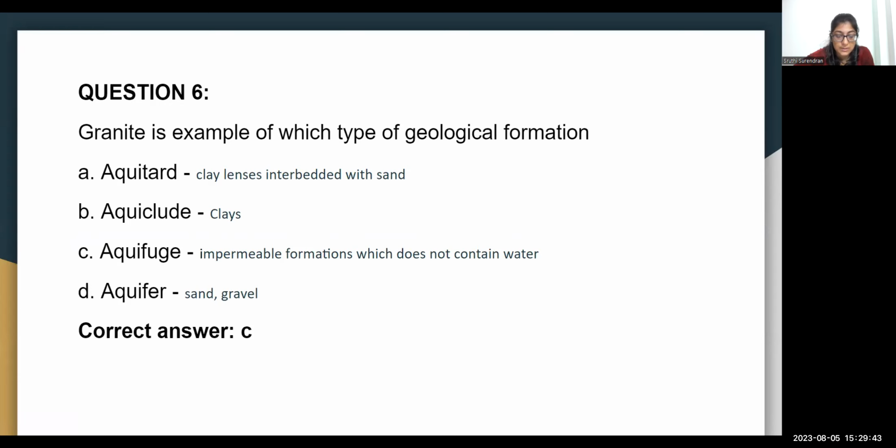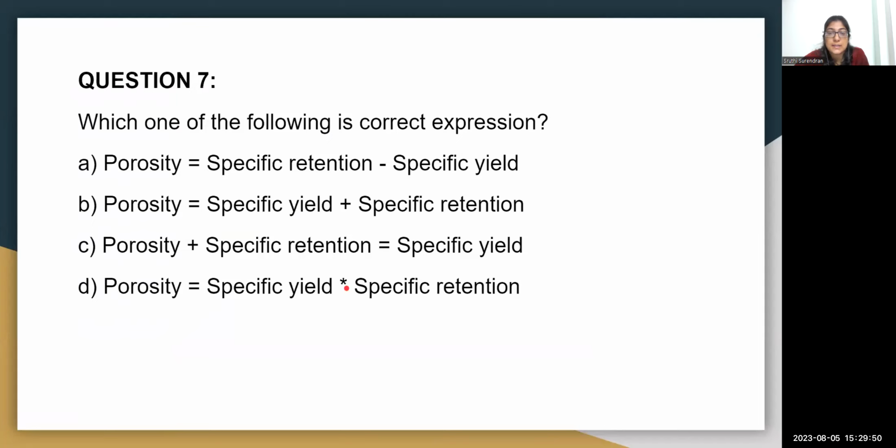So we are moving on to the 7th question. Which one of the following is the correct expression? You can see here there are three major terms provided: porosity, specific retention, and specific yield. There's a relation between these three terms. Out of these four options, which is the correct relation is the question. You can again type in your answers in the chat box, direct message me, or put it to everyone. Any way is all right.